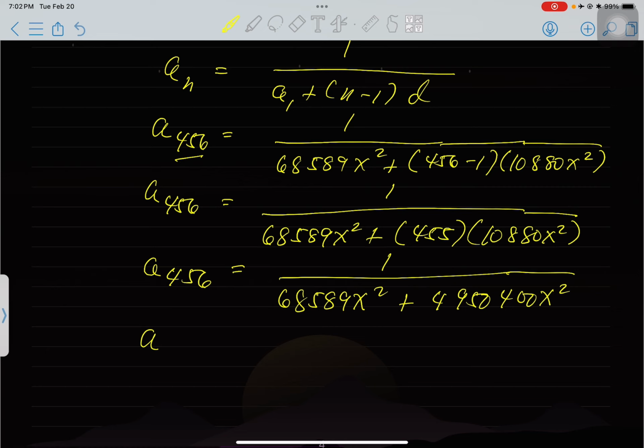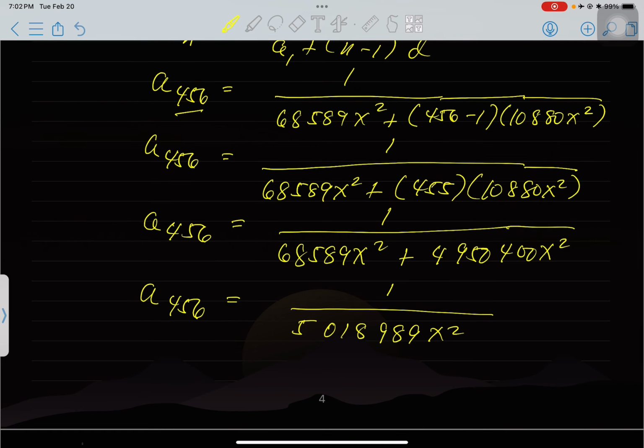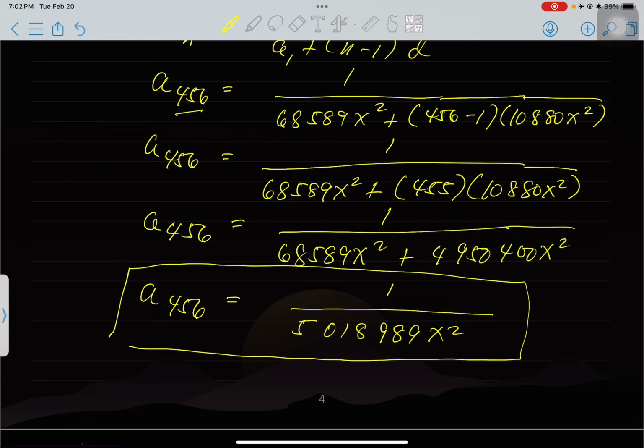Then we are almost there. We have now a sub 456 is equal to 1 all over. You add your denominators. We have here 68,589 x squared plus 4,950,400 x squared. This will give us 1 all over 5,018,989 x squared. And this is our 456th term from the given harmonic sequence.